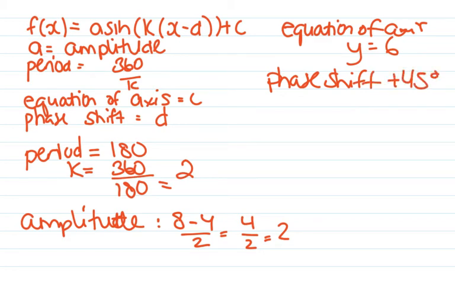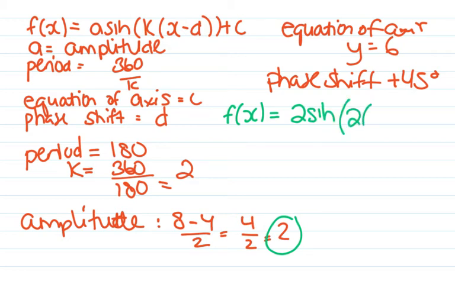Now we're going to plug these values into the equation, and then we'll have the final equation. So f of x equals a, the amplitude is 2, and we went with a positive a value so that we could have the positive shift. 2 sine, bracket, k was 2, bracket, x minus, the original equation is x minus d. So because we're putting in a positive 45, we write x minus 45. And then the c value is 6, so plus 6. And that's the equation for this curve if we're using sine.